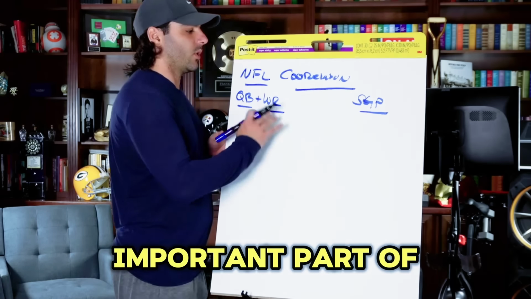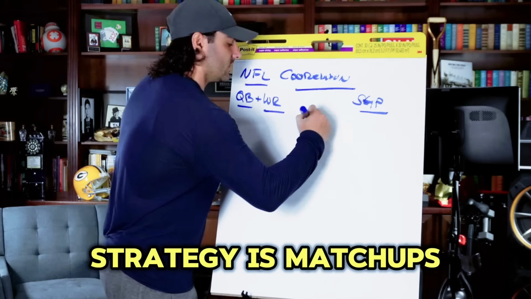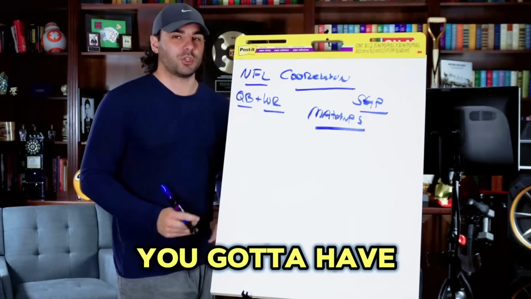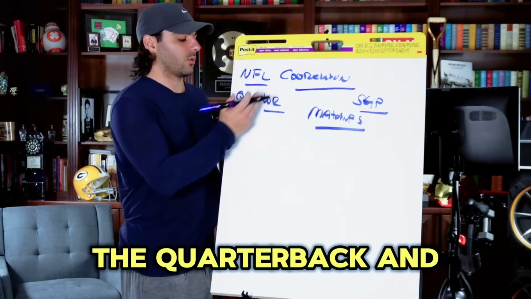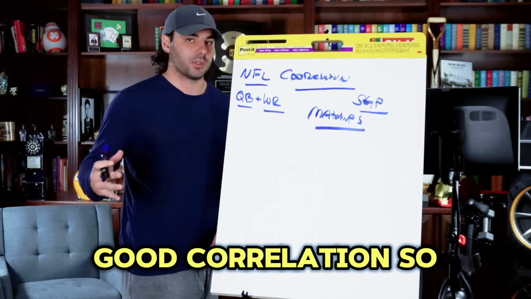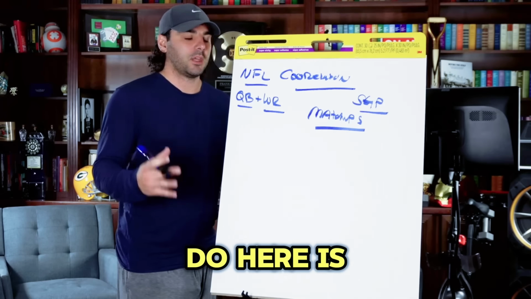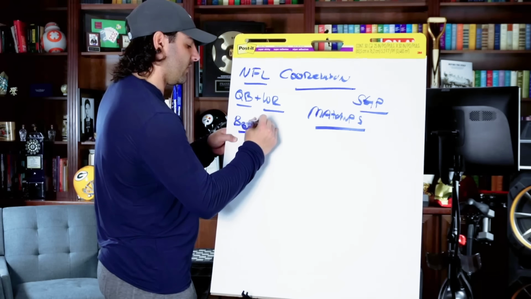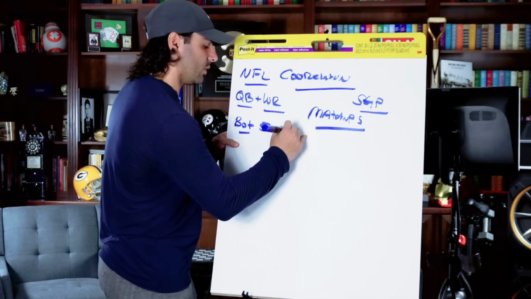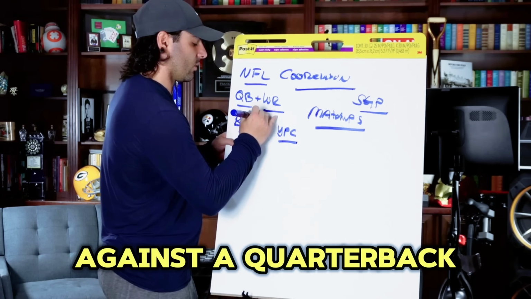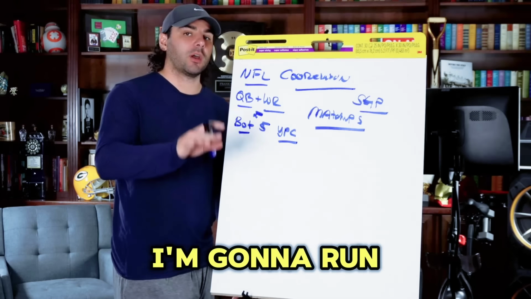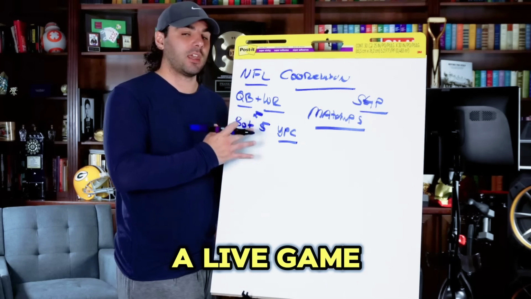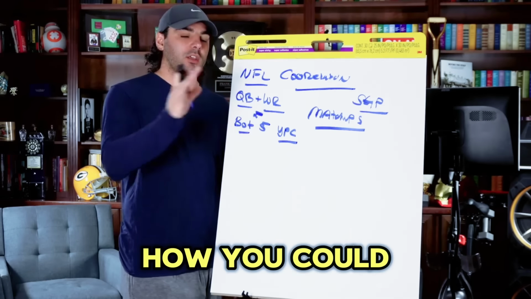So the most important part of this whole entire strategy is matchups. Okay? Matchups. You've got to have good matchups for the quarterback and the receiver to be a good correlation. So what we want to do here is we want to look for teams that are going to be in the bottom 5 for yards per completion against a quarterback. Now also, if you guys stick around, I'm going to run you through a live game example of how this could work and how you could correlate this.